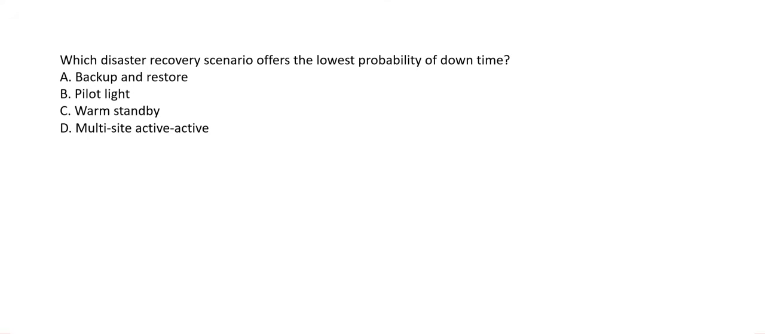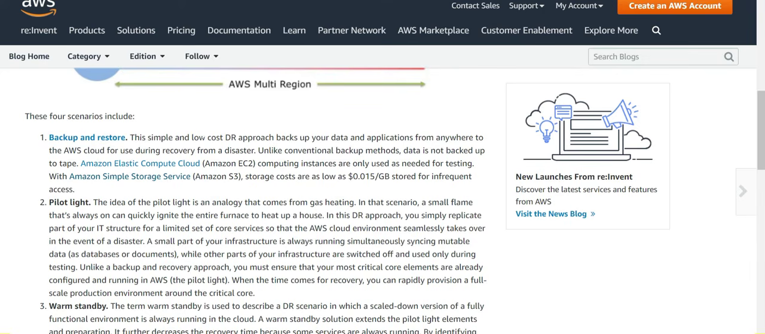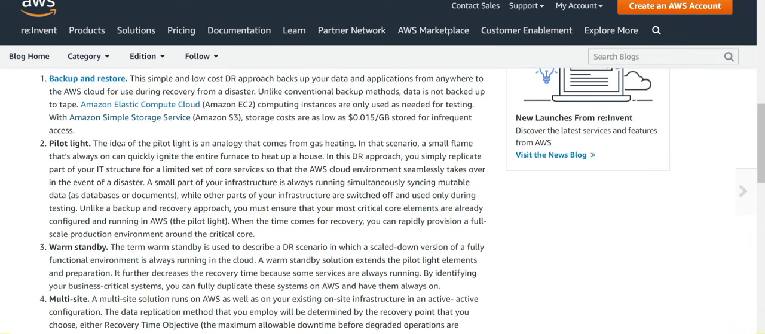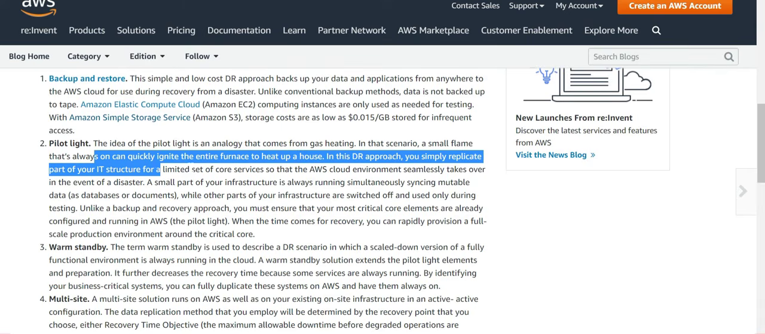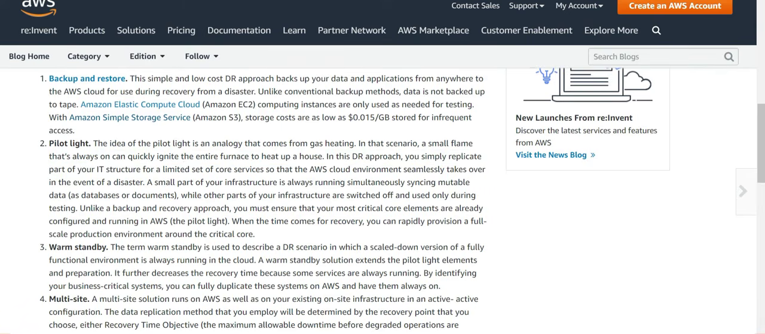Pilot light. So let's look at the documentation. So this is backup and restore. We saw this. Pilot light. What is pilot light? Pilot light is an analogy that comes from gas heating. In this scenario, a small flame is always on. So what it means is, a portion of the systems which is very critical is always backed up, but the entire system is not backed up. Only the critical portion is backed up. So with pilot light, will there be small downtime? Yes, there will be downtime for some other non-critical applications.